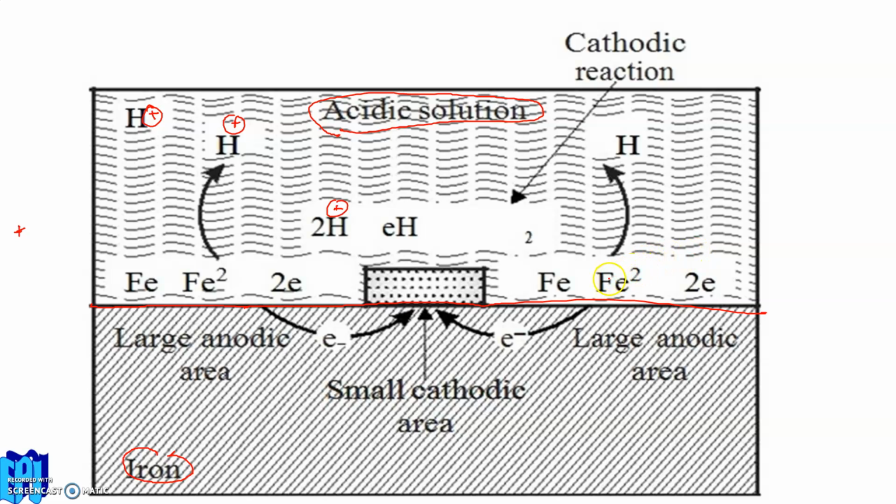In iron, you can see there are two parts. Which are the two parts? Here you can see the large anodic area, and here you can see the small cathodic area. The anodic area is large and the cathodic area is small.